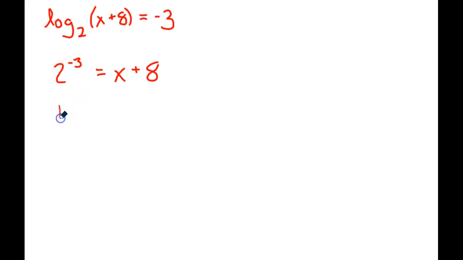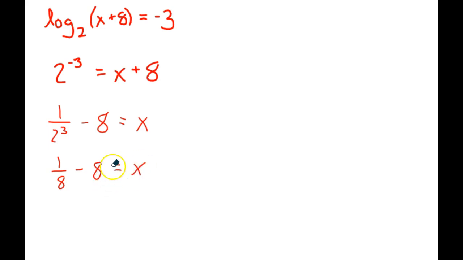2 to the negative 3 is the same as 1 over 2 cubed. We always want to work with a positive exponent. We would subtract 8 to the other side to get x by itself. Now 1 over 2 cubed is 1/8 minus 8 equal to x.